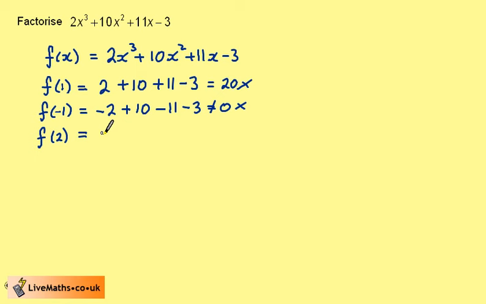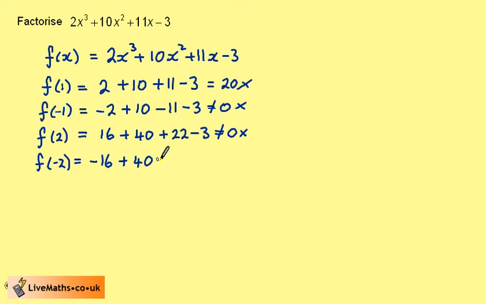2 times 2 cubed would give us 16. 10 times 2 squared gives 40. Then 22, take away 3, and this is clearly not equal to 0. If we try f of minus 2, we get minus 16 plus 40 minus 22, take away 3, and once again this is not 0.